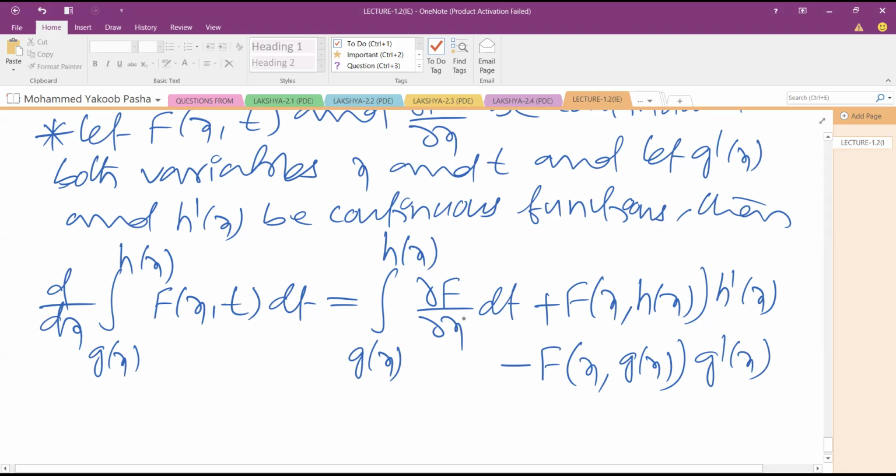Just we are first integrating over the same limits. f of x comma t, we have to differentiate with respect to x partially and integrate with respect to t only. Plus the function of x, replacing t with the upper limit and multiplied with the derivative of the upper limit, minus replacing t with the lower limit and multiplying with the derivative of the lower limit. This is the formula to find the differentiation of integration. This is known as the Leibniz principle.